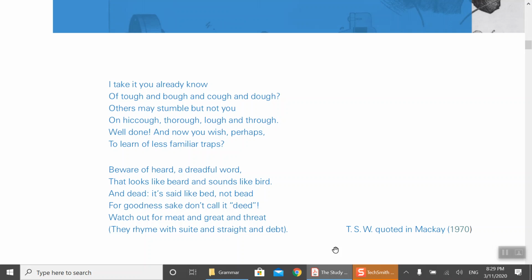So the second paragraph, I will read it. Beware of hurt, a dreadful word that looks like beard and sounds like bird, and that it is said like bird, not bead. For goodness sake, don't call it deed. Watch out for meat and great and threat. They rhyme with suit and threat and debt.